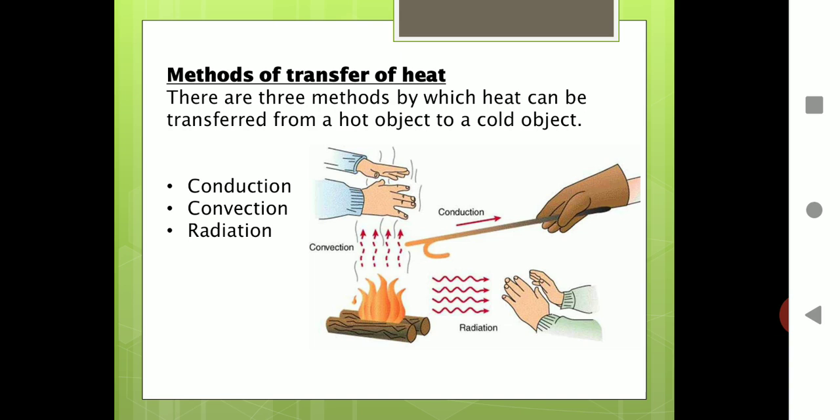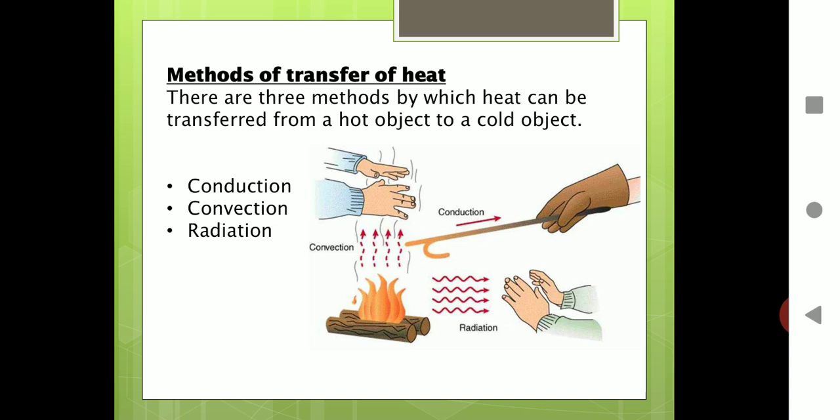Because this metallic object will absorb the energy of the heat coming out from the flame and will become hot, and that heat will be transferred from the end which is closer to the flame to the other end where the hand is holding the rod. And this method of transfer of heat from the hot end to the cold end is by conduction.